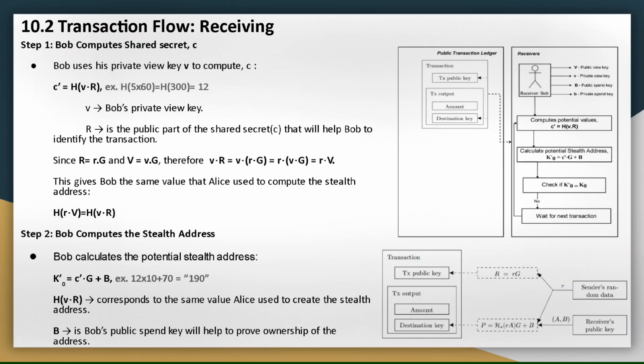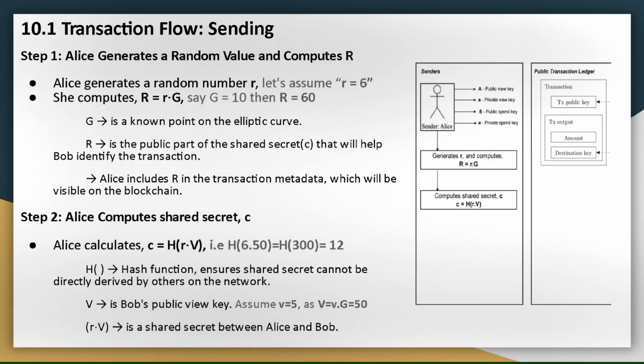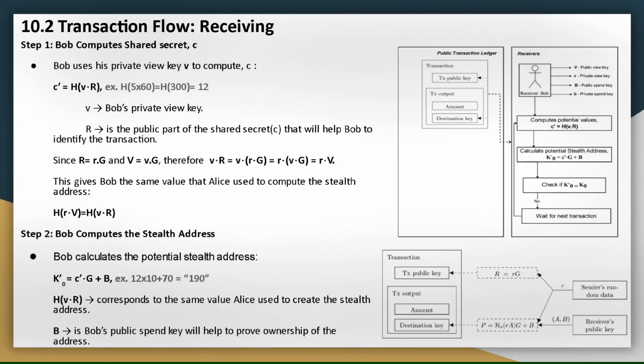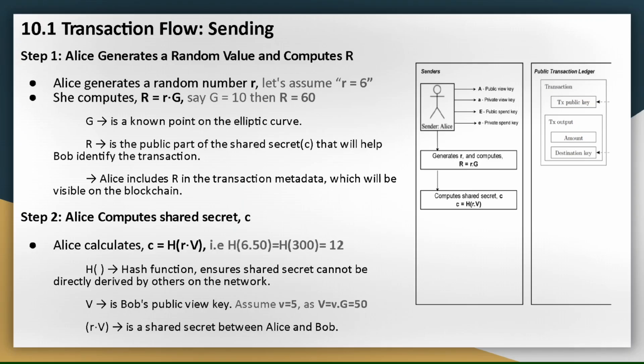Now see the difference. When Alice calculates the shared secret C, it is small r, 6, into Bob's public view key, 50. So 6 into 50 is 300. And how is Bob getting 300 here? That is 5 into 60: 5 is Bob's private view key, and 60 is capital R. Capital R equals 60 is available to Bob, whereas small r is not available. Capital R is nothing but small r into G. G is available to everyone on the network, but small r is not available to everyone.